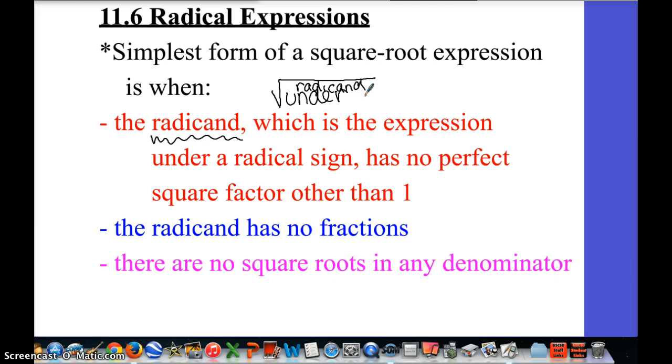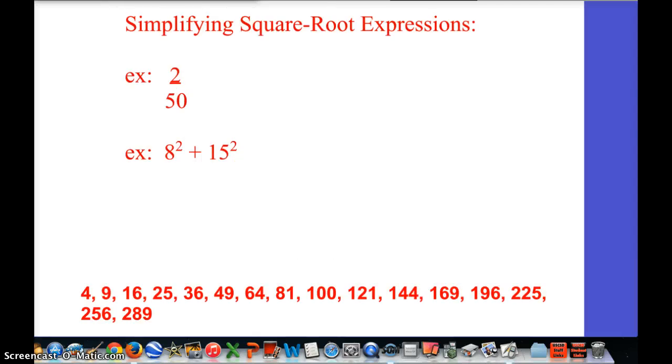Has no perfect square factor other than 1. The radicand has no fractions, and there are no square roots in the denominator. So the first thing that we need to do is know what some perfect squares are. So right on the top of your page, some of our perfect squares, because we need to know them. 2 squared, 3 squared, 4 squared, 5 squared, 6 squared, 7 squared, 8 squared, 9 squared, 10 squared, so on and so forth.